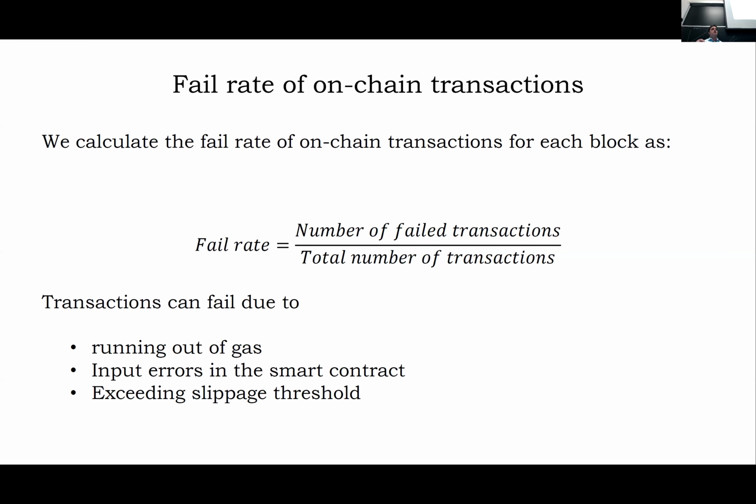There could be some input errors in the smart contract, which is like some operational risk. And then there could be that you exceed the slippage threshold. When you want to execute a trade, you say, okay, I want to swap this Ethereum for Bitcoin only if the price slippage is lower than, let's say, 20% of the current value of the price. So if the price slippage is too large, for example, if somebody is executing a very large order and is driving the price too much, then you basically say, okay, I'm not going to execute my trade because the slippage threshold has been exceeded. In this case, the transaction would fail. So that's the third reason. And we look at the ratio between the number of failed transactions divided by the total number of transactions.